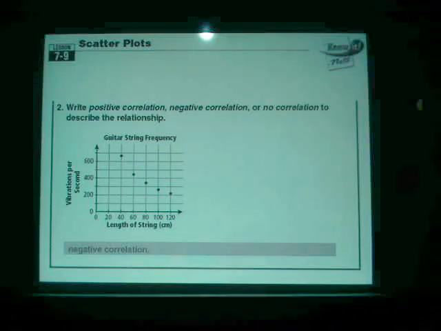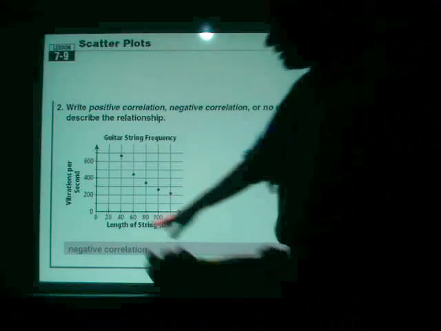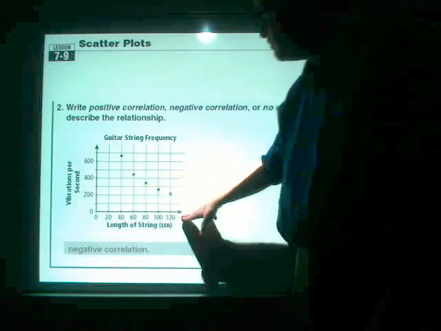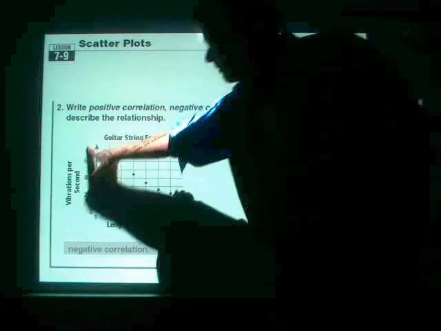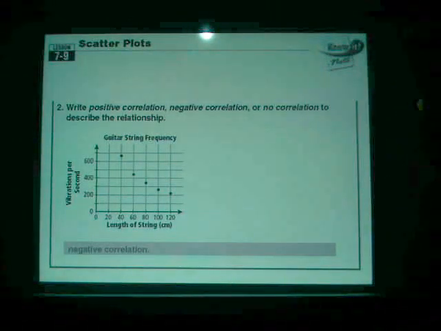Look at the information. As you can see, the graph is about guitar string frequency. So when I'm talking about the length of the string, I'm talking about the length of the guitar string. As the length of the string is increasing, the number of vibrations it creates per second decreases. As you can see, as we go up this way, these numbers are actually coming down. And that is a negative correlation. One's getting bigger while the other is getting smaller.